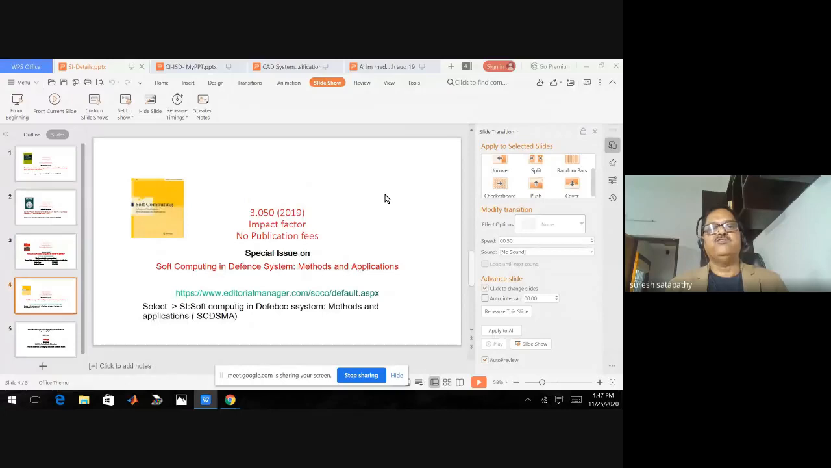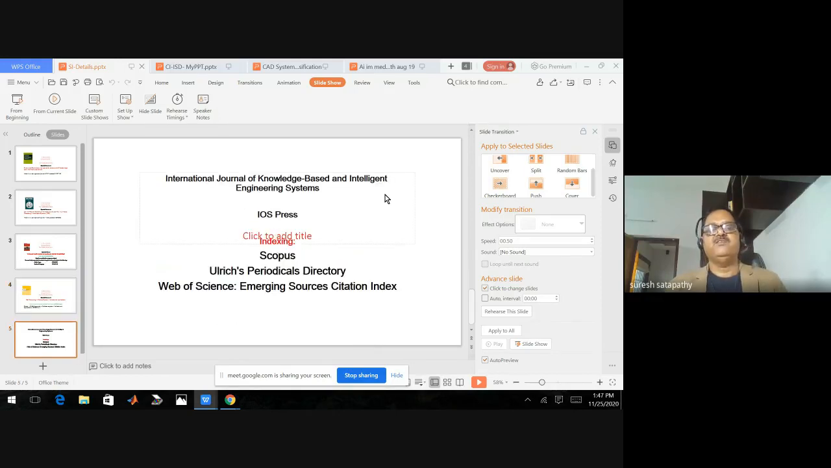The fourth one is on Soft Computing from Springer, with no publication fees. This is on soft computing in defense systems, methods and applications, which will comprise all your image and video processing, security, everything. So you only have to select soft computing in defense systems, methods and application. Apart from that, this is another journal which is Scopus indexed and ESCI, where I am the associate editor. It is on the IOS Press. All are free journals. It does not have an impact factor, of course. International Journal of Knowledge Based and Intelligent Engineering Systems.